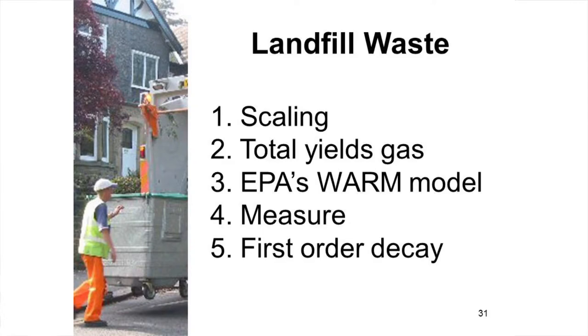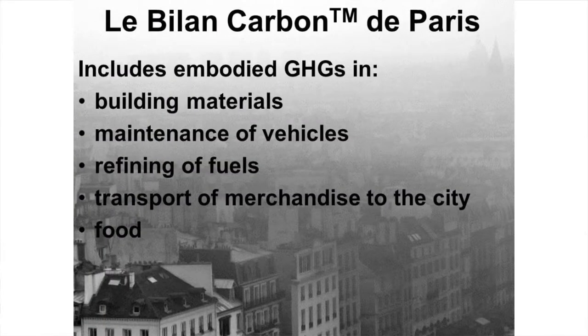I'm not going to go over them here because I want to skip on to something more interesting. We were giving this presentation in Marseille, so we wanted to recognize that Bilan Carbone, a tool developed by this French ministry, was beginning to include greenhouse gas emissions embodied in building materials, the maintenance of vehicles, the refining of fuels, which we've done, the transport of merchandise to the city, which was answering your question, and food, which is potentially 3 tons per capita of embodied emissions. That's what some of Adam's work out of Denver would show. So these are substantial sources.